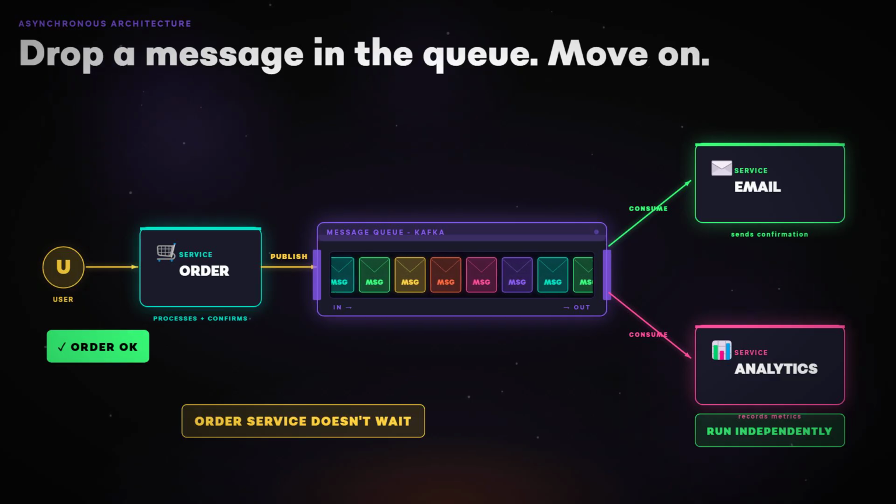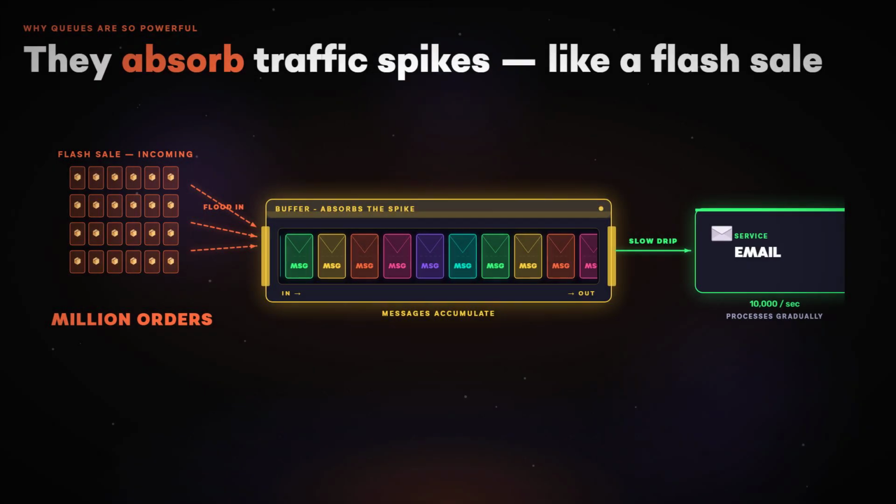Now the message queue takes responsibility. One copy of the message goes to an email service. The email service sends the confirmation email. Another copy goes to the analytics service. The analytics service records business metrics. Notice what happened. The order service didn't wait. The user didn't wait. And both background services can work independently. This is asynchronous communication. Now why are queues so powerful?